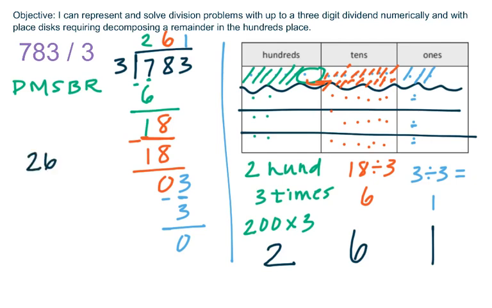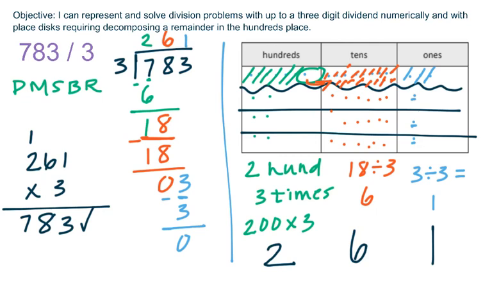We've got 261 times 3. 1 times 3 is 3. 3 times 6 is 18. Bring over my 10. 3 times 2 is 6, plus 1 is 7. 783. Excellent.